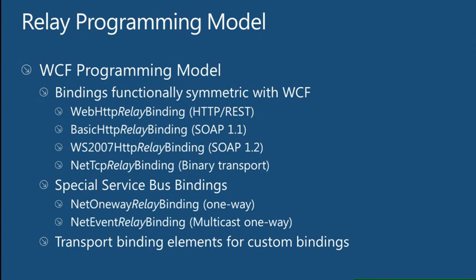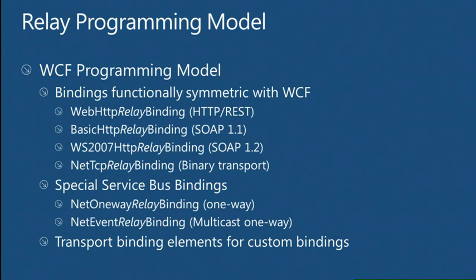Next slide. And then there's a net event relay binding, which is a multicast binding, where you can effectively have up to 25 listeners on a single name. If you send one message in, then that message goes out to all the listeners concurrently. So that gives you a broadcast option in Service Bus. Up to 25 listeners, not more. If you want more, then you're going to switch over to topics on the brokered messaging side.